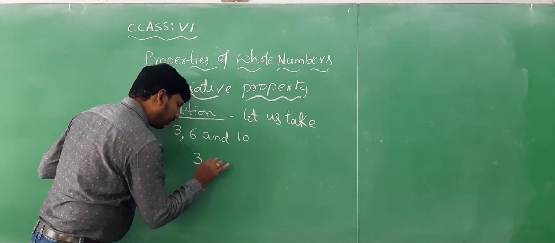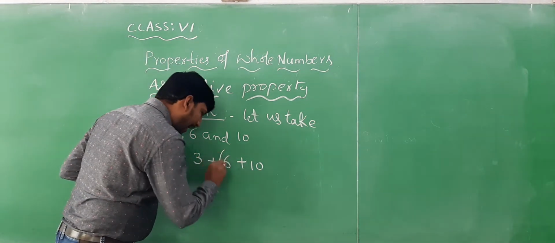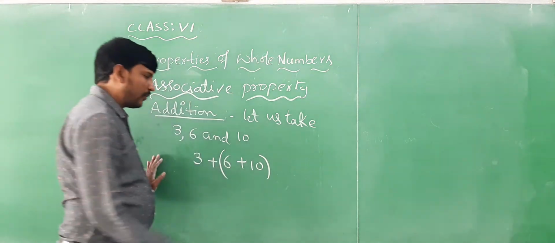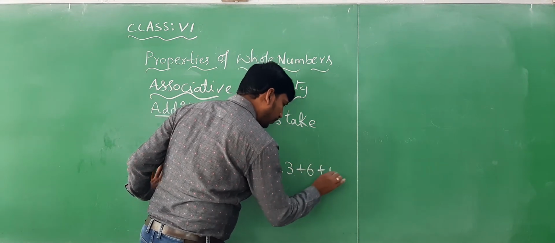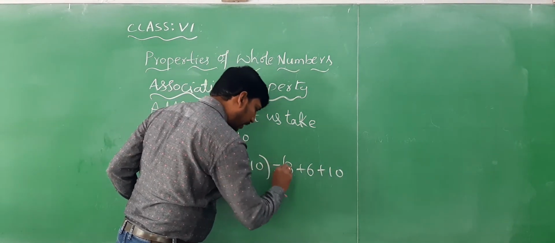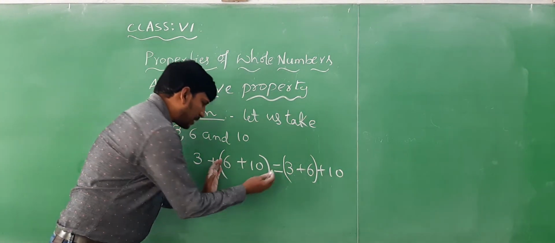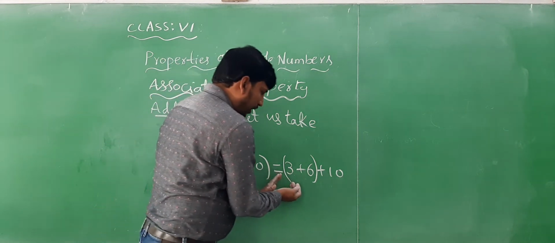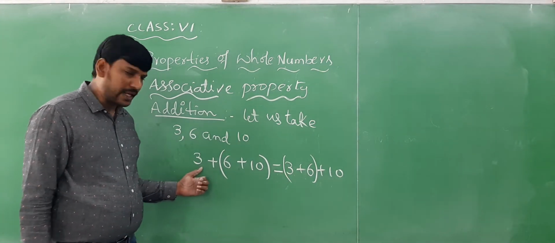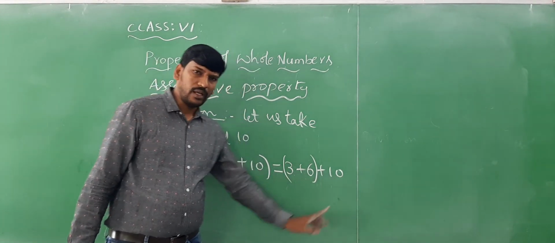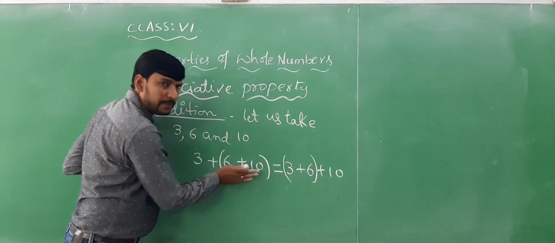Under addition, 3 plus 6 plus 10. So what I am going to do here, I am going to keep a bracket for these two numbers, which is equal to 3 plus 6 plus 10. On the right hand side, I am going to keep the bracket for these two. Clear? 3 plus (6 plus 10) is one bracket, which is equal to (3 plus 6) plus 10, where 3 plus 6 is one bracket and 10 is separate. Here on the left hand side 3 is separate, on the right hand side 10 is separate. Clear? Now, while solving these type of problems, we need to simplify the bracket part first.